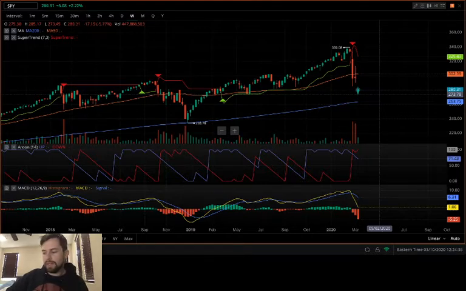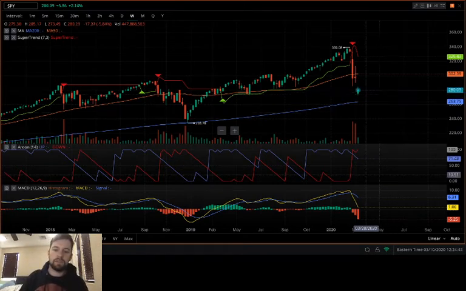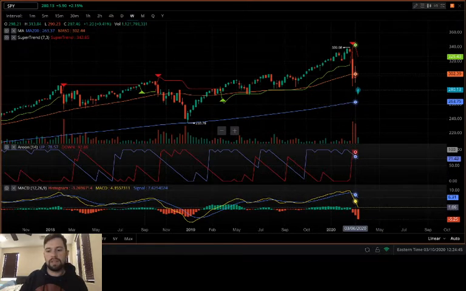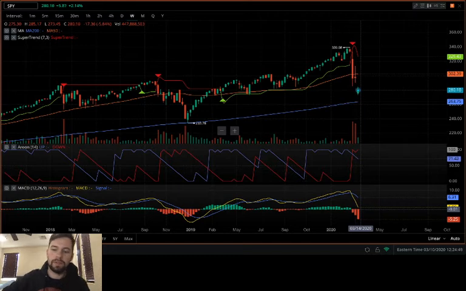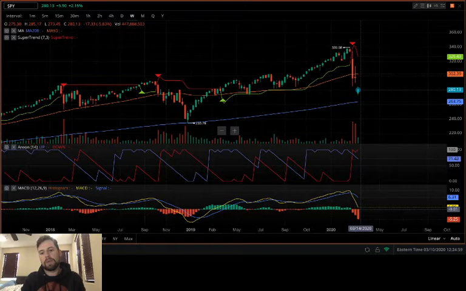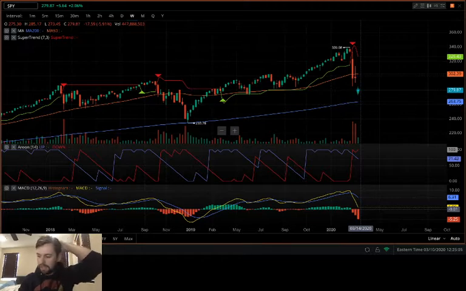I might use the KDJ today too. I'll show you how to use that. That's very similar to the MACD in that it uses two moving averages. The difference being that there's a third line for the rate of divergence between the two moving averages, as opposed to the MACD, which is just the integral of the two moving averages. So that can be useful in measuring market momentum in a way that's a little bit more nuanced than the MACD.